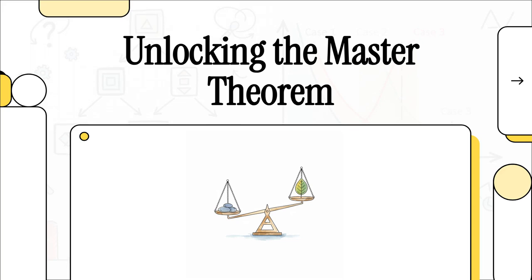All right, so let's talk about one of the trickiest things in algorithms, recursion. You've got a function that calls itself. How in the world do you figure out how fast it is? Today, we're cracking open something called the master theorem. It's this awesome mathematical shortcut for doing just that.